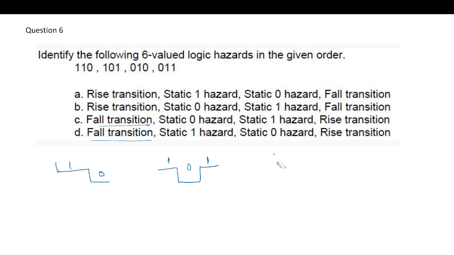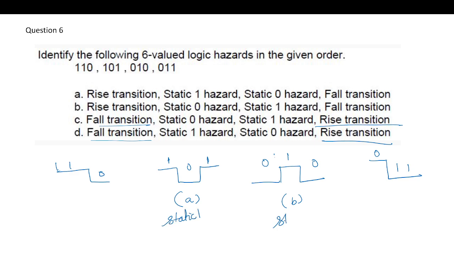And the other hazard is this, 010. And next is 011. So this is a rising transition. So what is this hazard called? A is static one, meaning it should always remain 1, but momentarily it goes to 0. So this is called a static 1 hazard and this is called a static 0 hazard. So static 1, static 0. So it's option D.